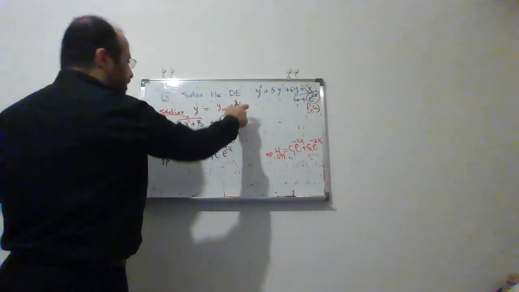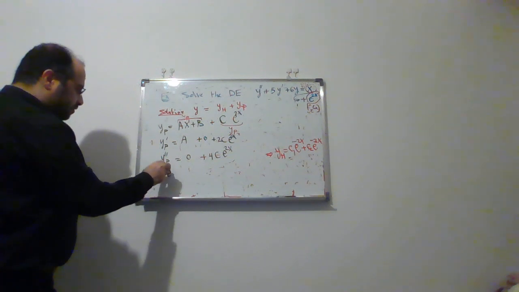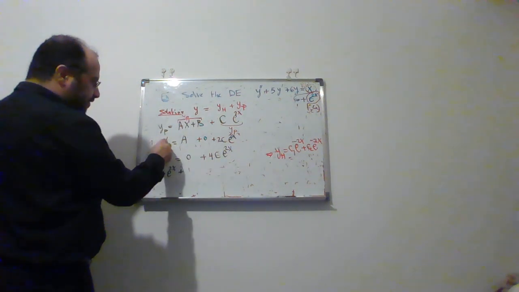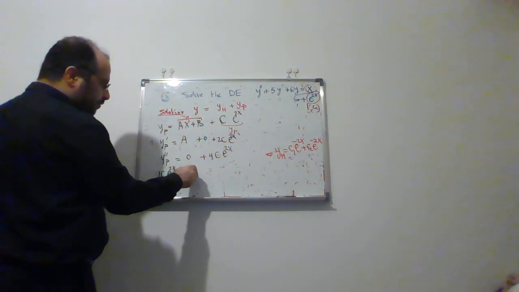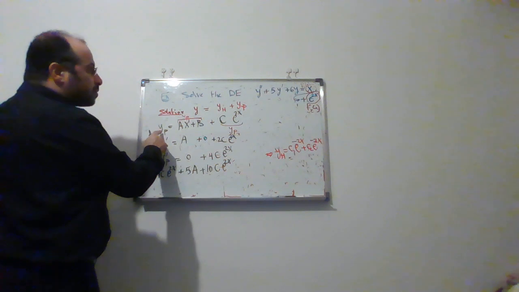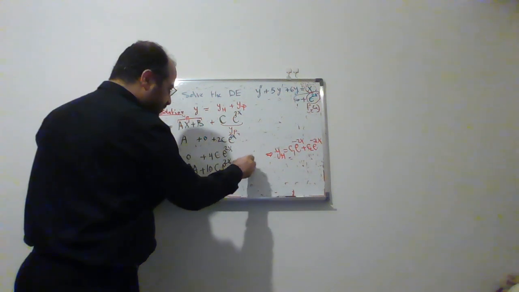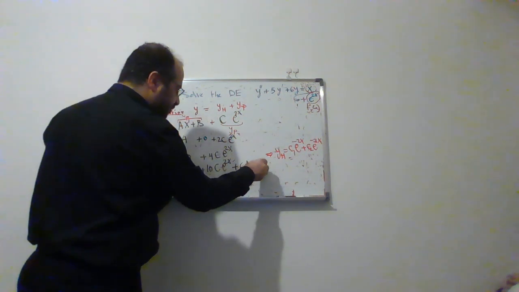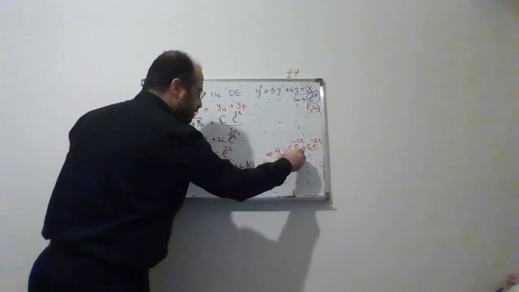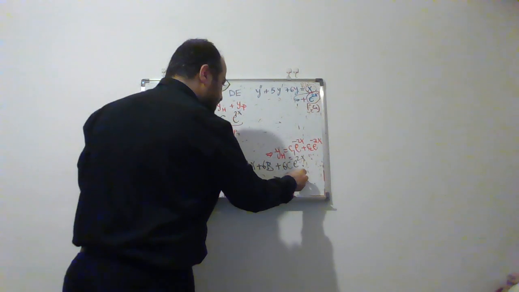Now you need to plug everything here, then you get 4c e^x plus 5 times this, you get 5a plus 10c e^x, and then plus 6 of that, so plus 6ax plus 6b plus 6c e^x. All that thing should equal x plus e^x.